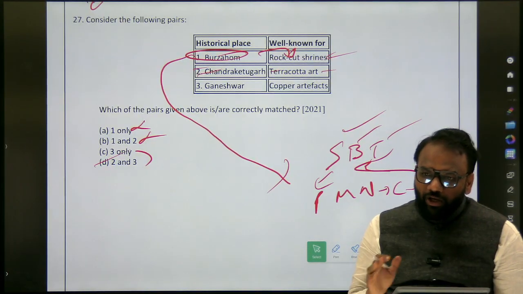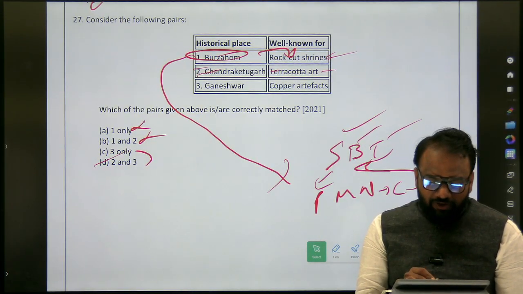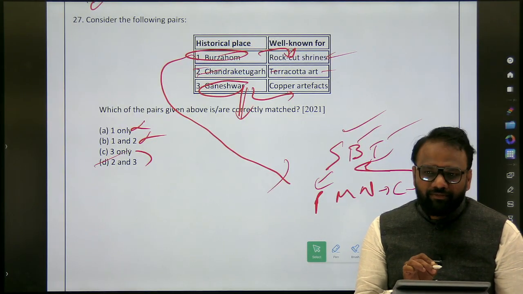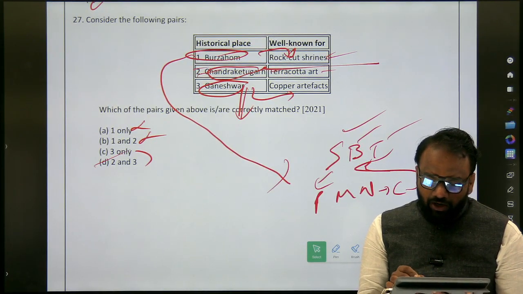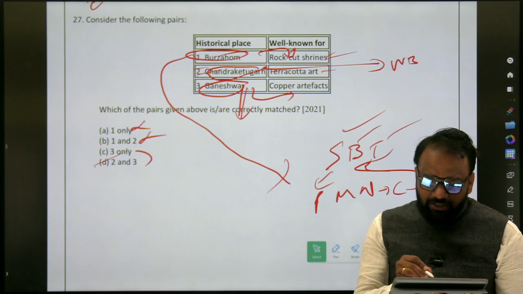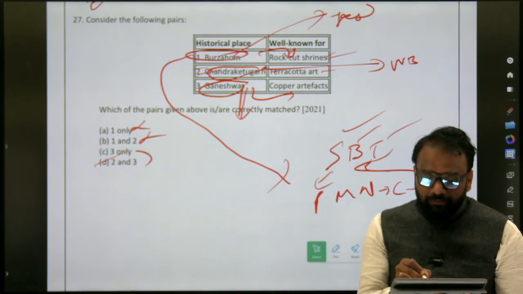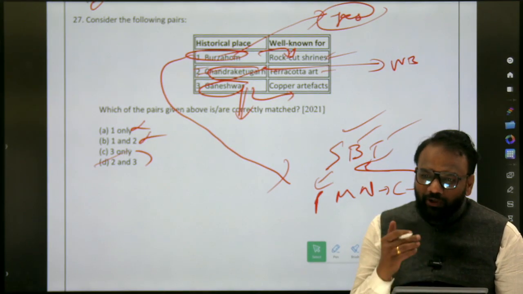Now for next year, when you are preparing, we need to know that Ganeshwar is a place. It is famous for what? Copper artifacts. In which state? Rajasthan. Chandraketugar, we already know it. We have compiled it, but still we'll write it. Where is it present? West Bengal. Burzahom, where is it located? Jammu and Kashmir. So you will take a question and do the brainstorming.